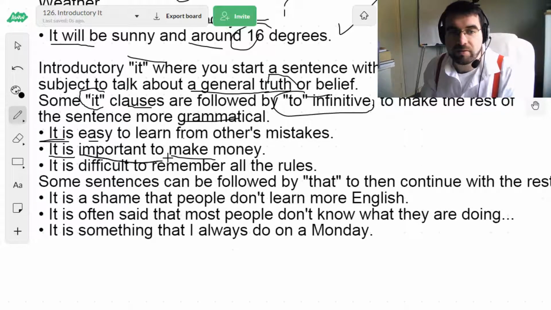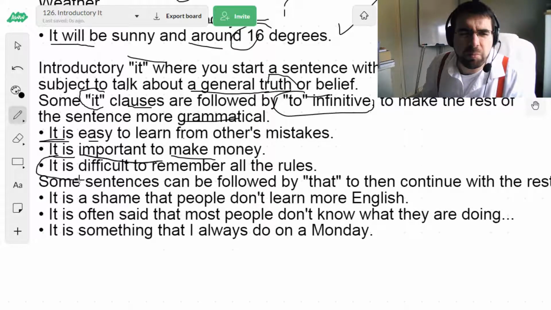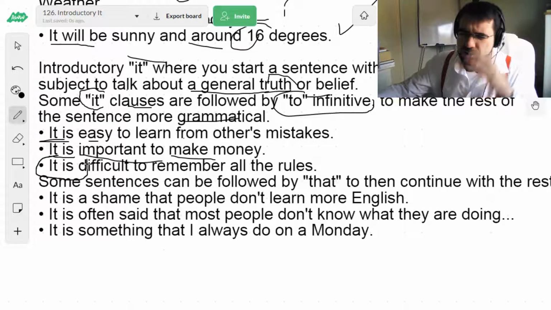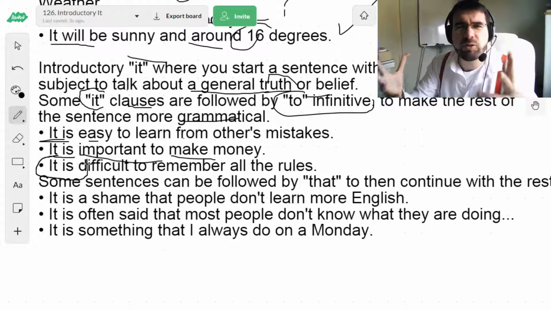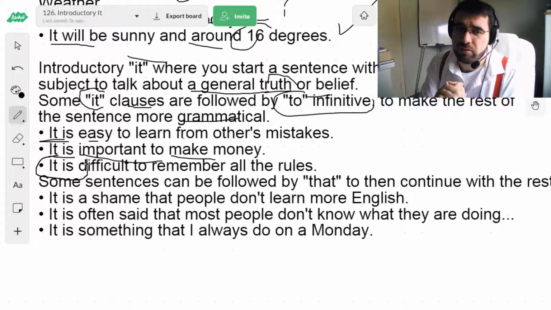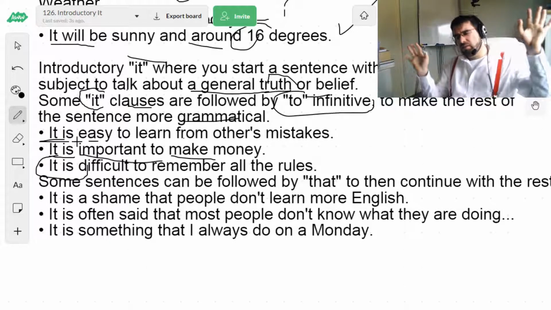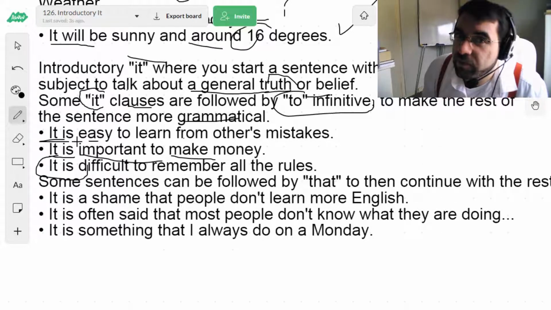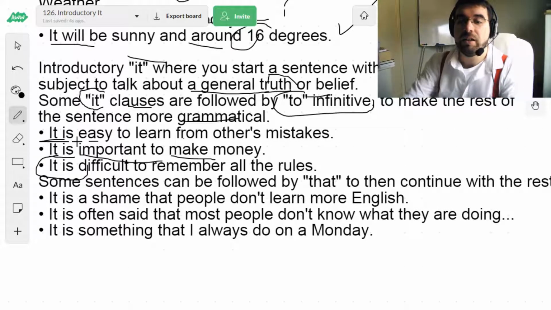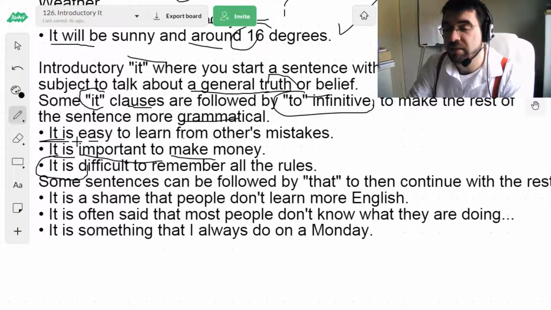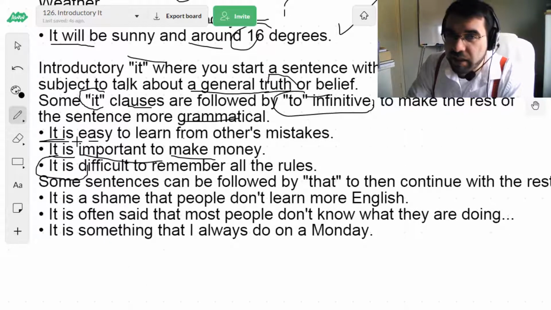It is difficult to remember all the rules. Something you think. It's difficult to remember them all. I think it's difficult. I don't remember. It is easy. It's hard. It is fun. It is fun learning English. It is fun learning Chinese. It is useful to learn Spanish.